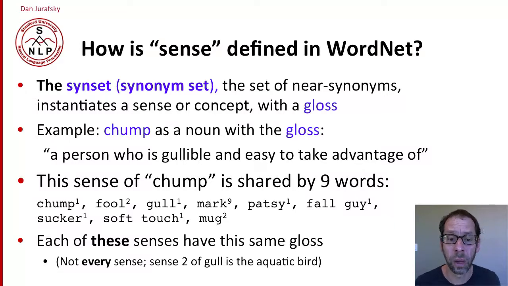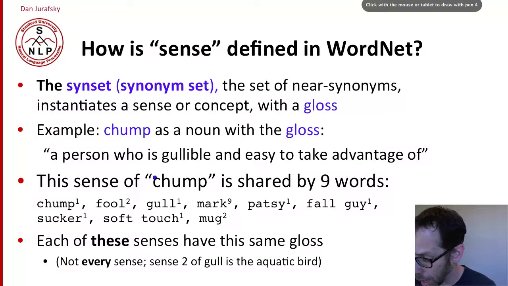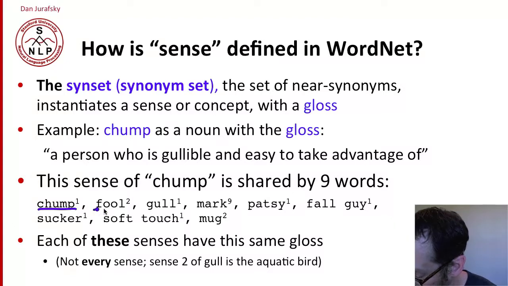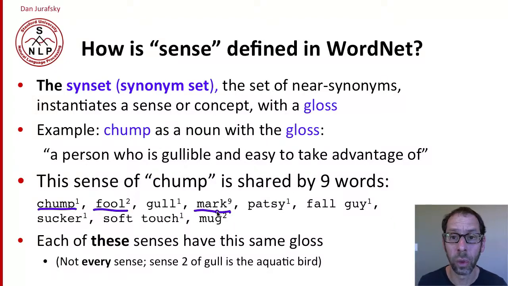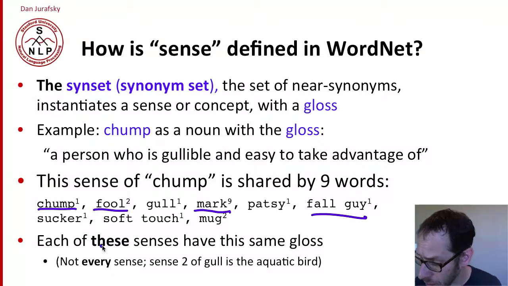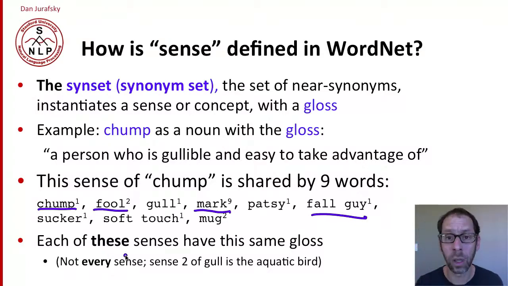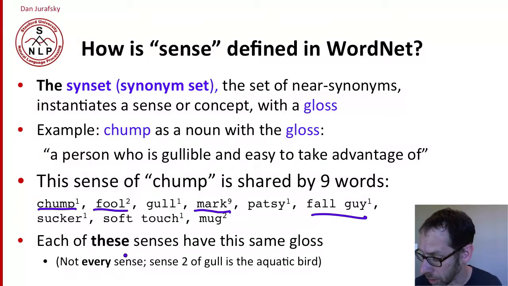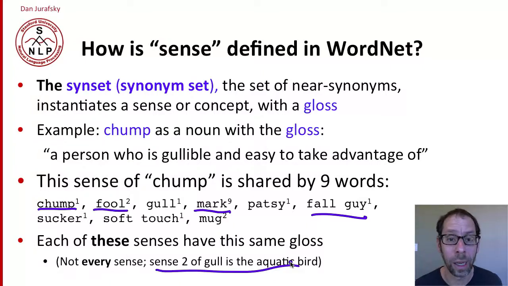And this sense of chump is shared by 9 words. So we have chump 1 and fool 2, so the second sense of fool, and the 9th sense of the word mark, and the first sense of the word fall guy, and so on. So each of these senses has this same gloss. Now, it's not every sense of those words. So for example, gull has another sense, sense 2, which is a kind of aquatic bird. So a synset is a set of near synonyms, meaning particular senses of words that all have a similar meaning.